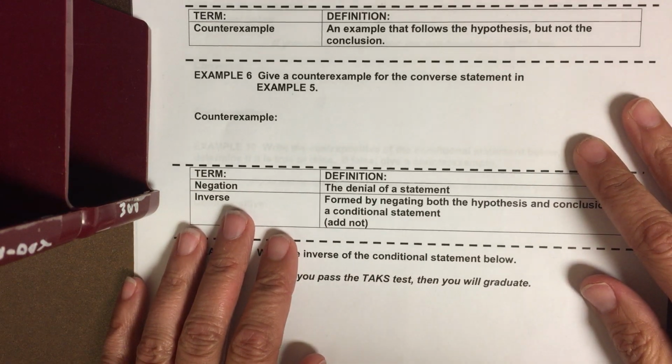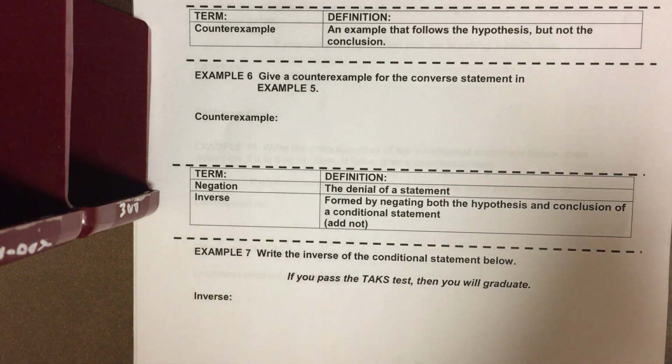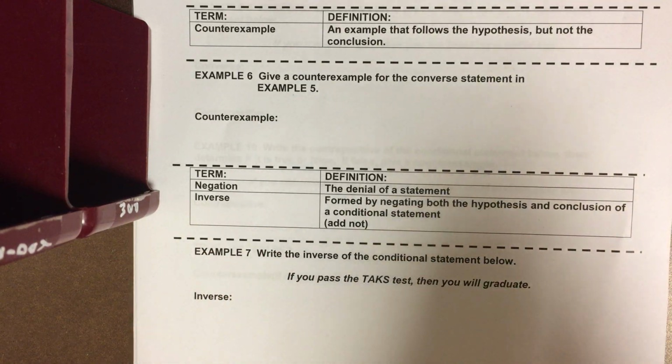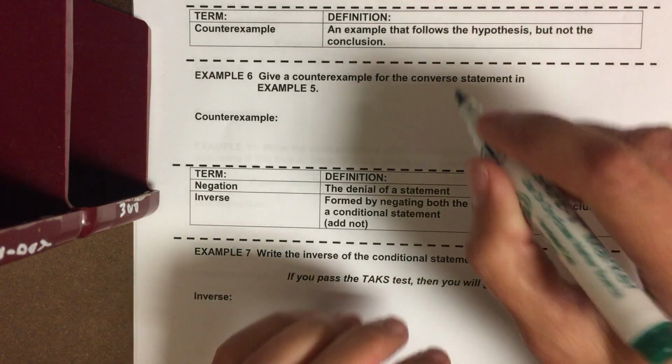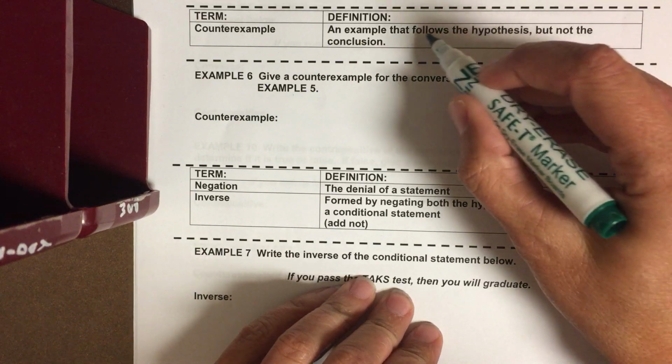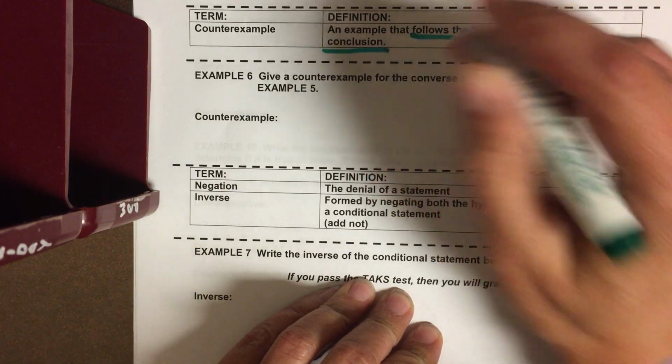All right, so let's look at counterexamples. Counterexamples are fairly simple. A counterexample is just something that proves a statement isn't true. It's an example that follows the hypothesis, but not the conclusion. Okay?